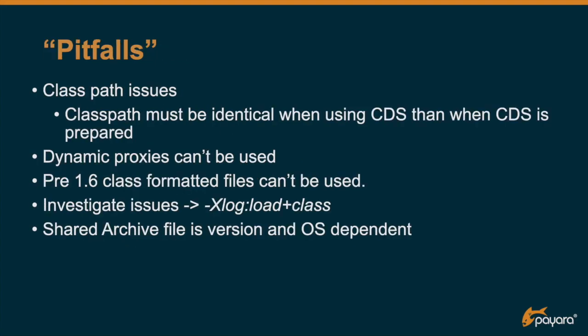You need to be aware of a few pitfalls, which I already mentioned, the classpath issues, because it needs to be very strict. It needs to be identical when you're using CDS to the one at the time when you created that archive file. Dynamic proxies and 1.6 classes cannot be used. If you encounter some issues, you have the option to specify the parameter -Xlog to give you detailed information of what it is doing and what is going wrong.